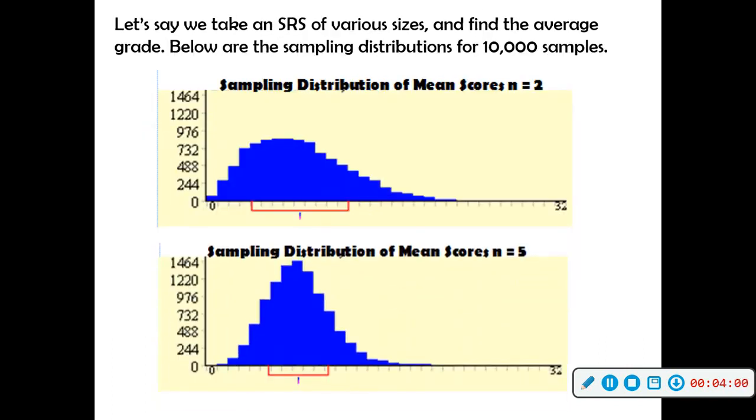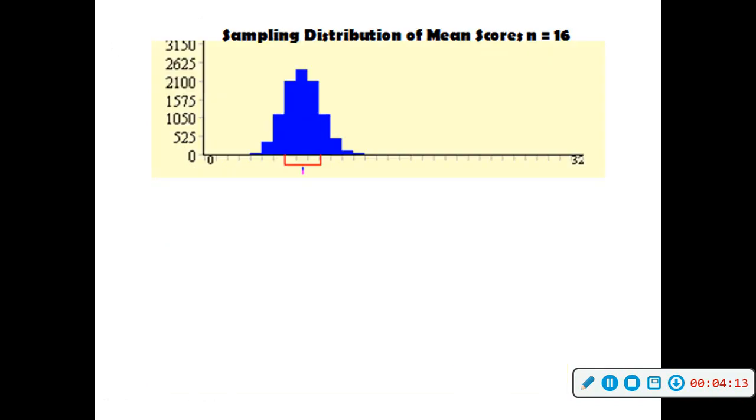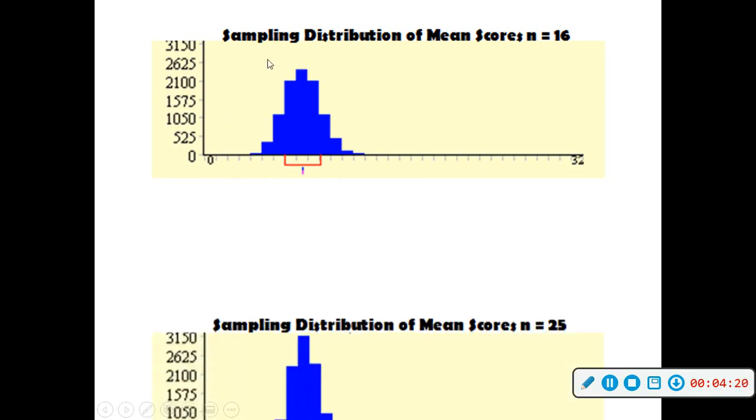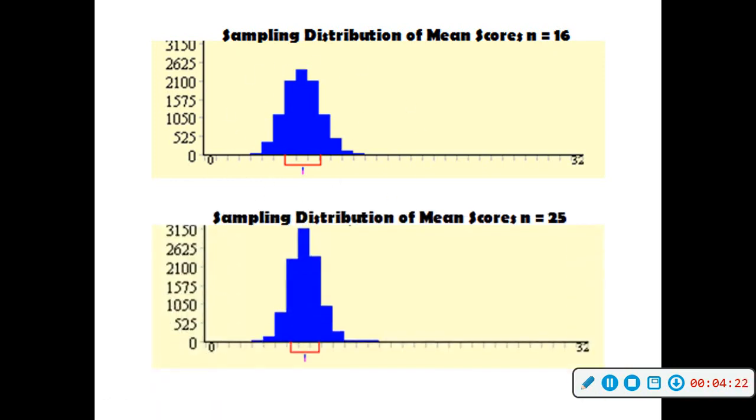Interesting. Again, feel free to compare that back to our population distribution. What about for a sample size of 5? Interesting. Then we can compare it to our sampling distribution of 2. What about 16? Something interesting starting to happen here. And for 25? Once again, something interesting seems like it's happening there.